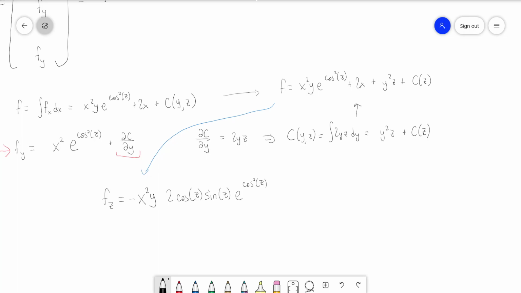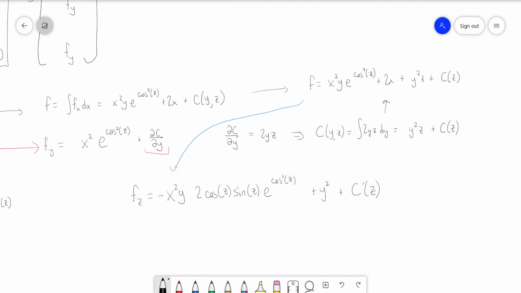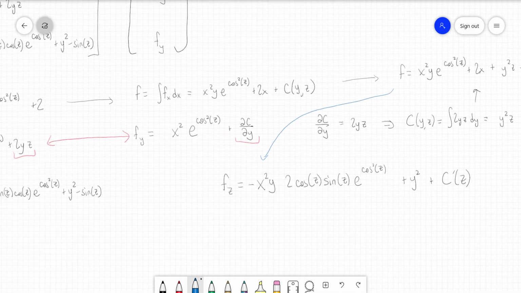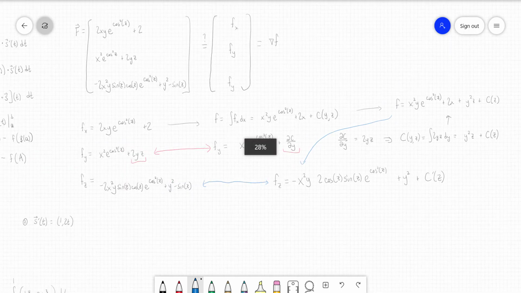So that was the partial of this with respect to z. And then we have plus y squared from that. And then we're going to get plus c prime of z. Okay. So that's what we got from taking the partial of f up here with respect to z. And then comparing that with the expression that we have over here.